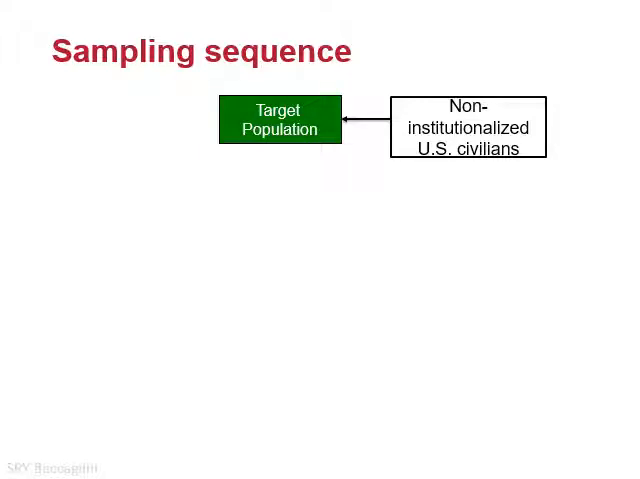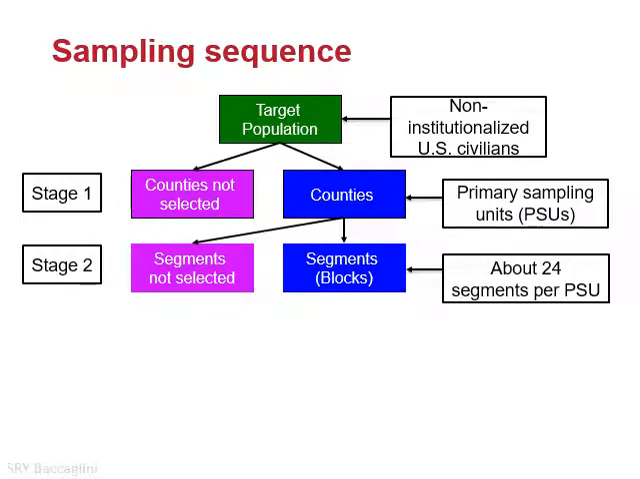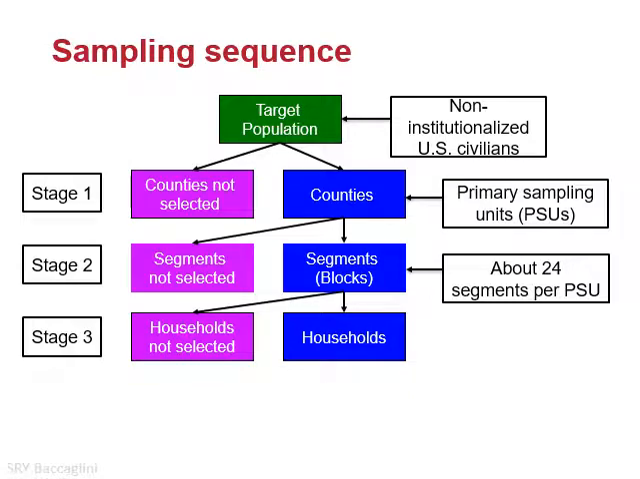So how is the sampling done? We know we have the target population, that's the non-institutionalized US civilians. First, counties will be selected. So we decide which counties we want. Those are the primary sampling units. Within a county, we select blocks, which could be approximately 24 blocks or segments per primary sampling unit. And then within a block, there will be certain households that will be selected and some will not. That's all done at the table way before any data collection begins.